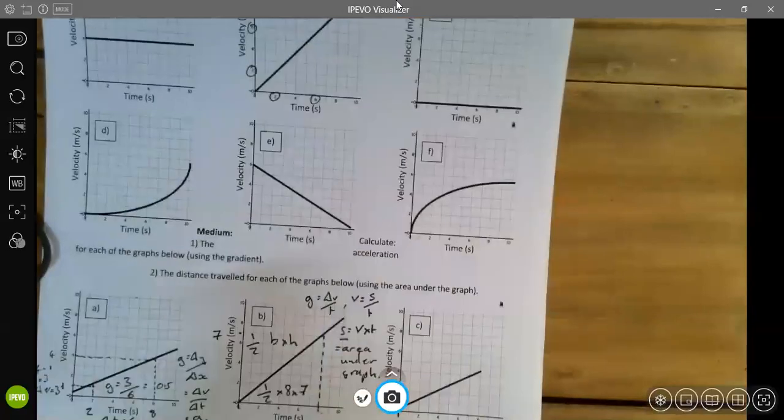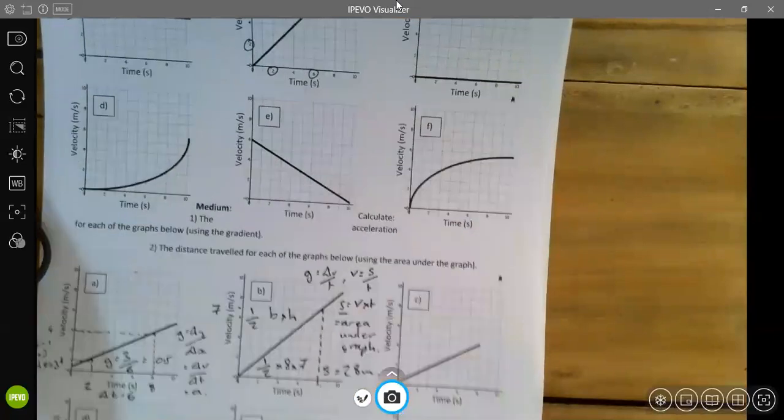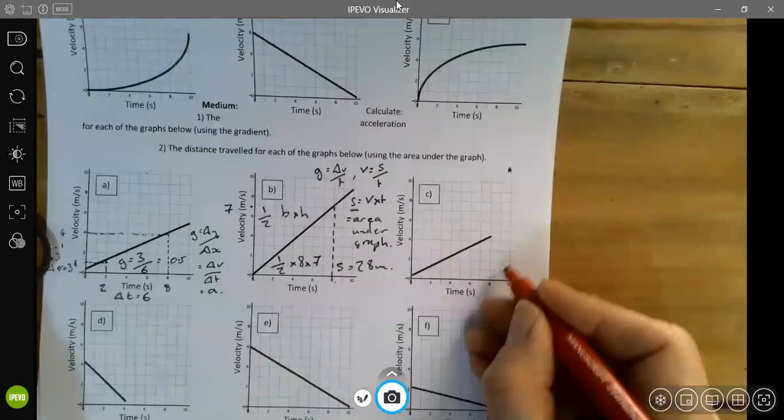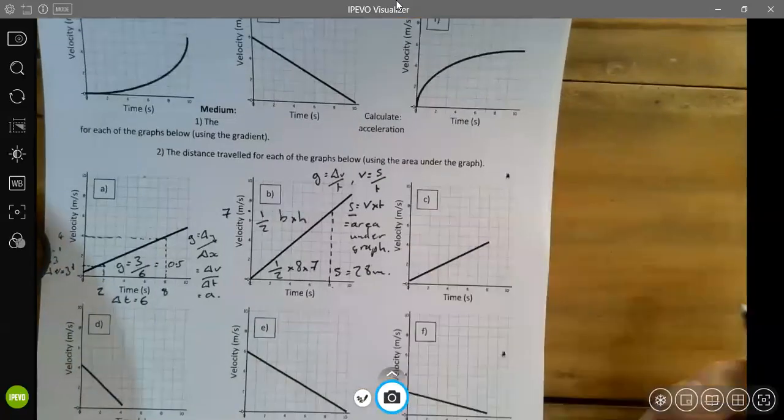So 7 times 8 is 56, I believe. Let's check, since I've done that one. 7 times 8 was 56. Times a half, and that's going to be equal to 28. So the displacement of this vehicle here is 28 meters. So what I'll do now is get you to do the displacement under this one. So pause the video and have a go.